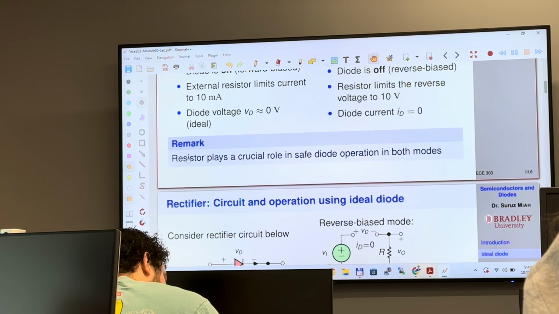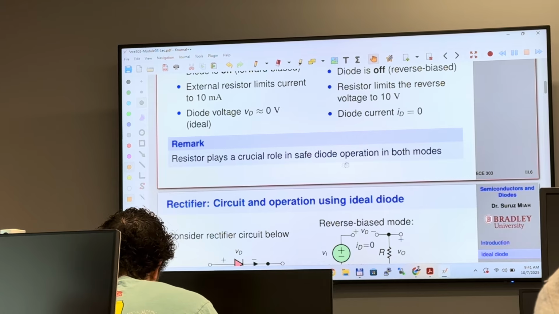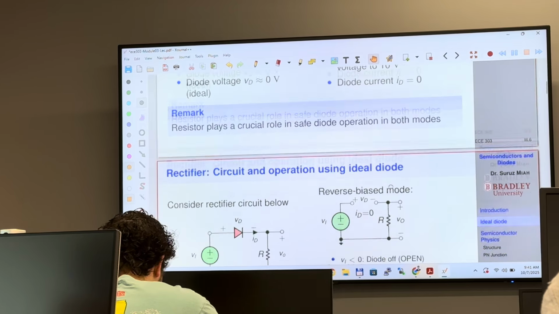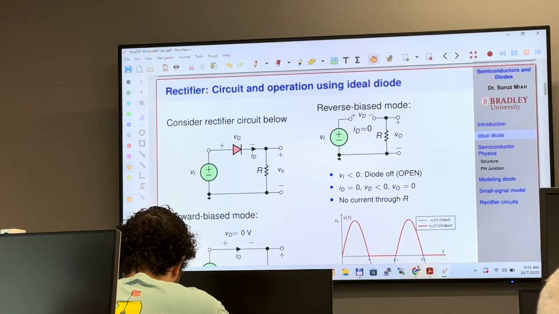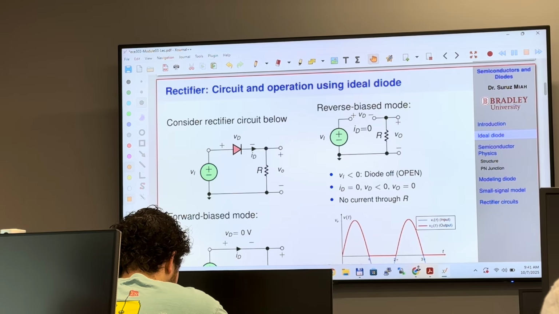So here I have a remark: resistor plays a crucial role in diode operation in both cases. Now this is one part of the lab. The theory that I'm going to cover here is going to be one part of the lab.